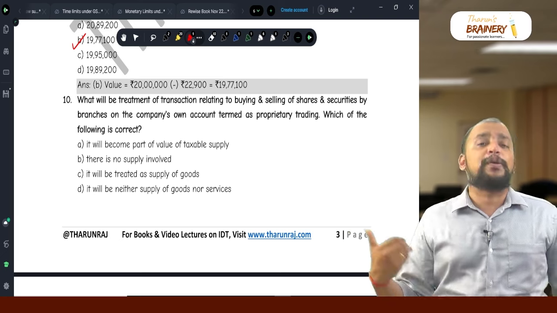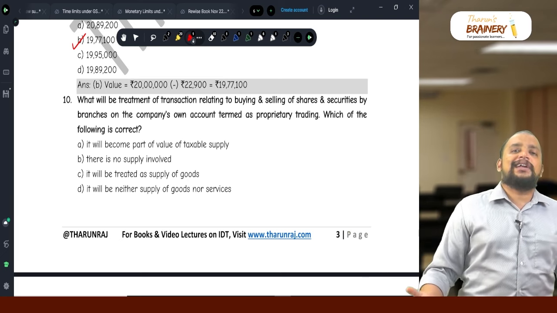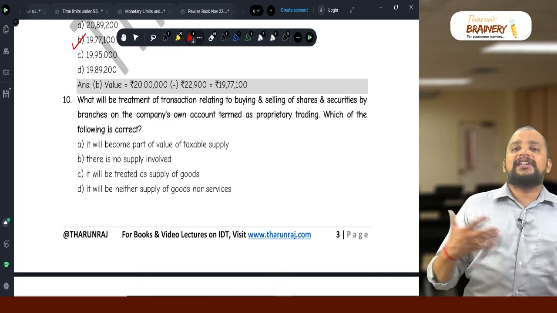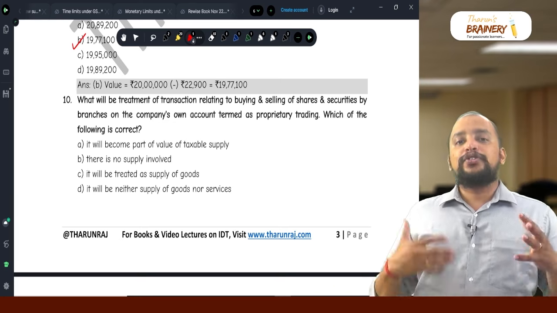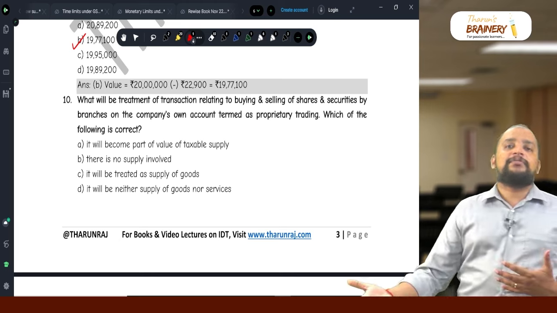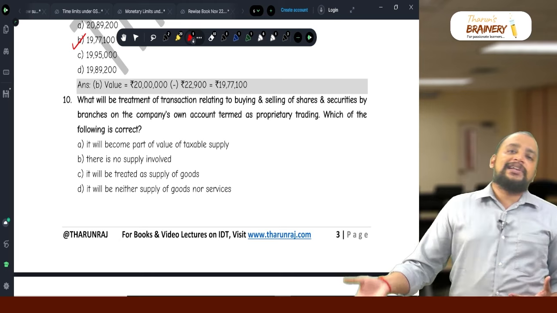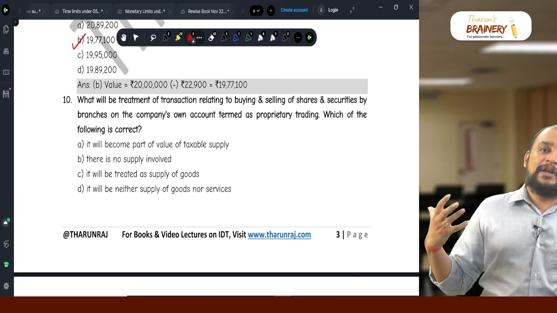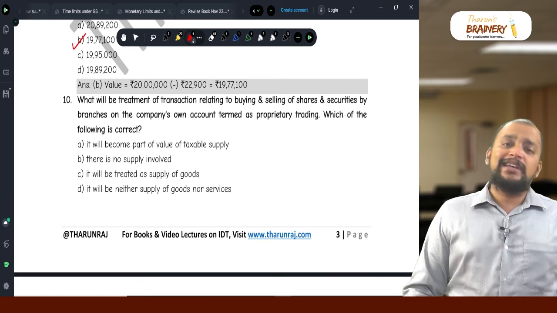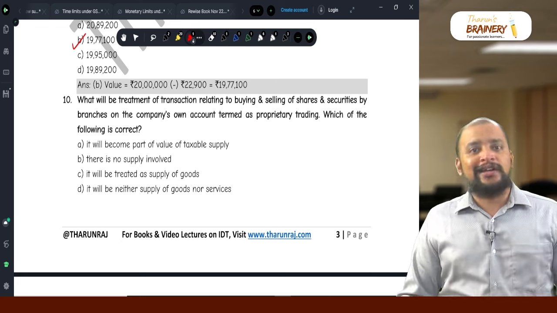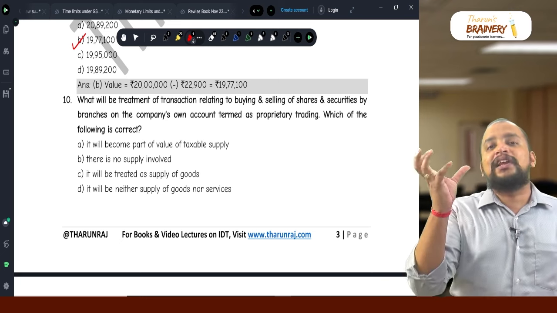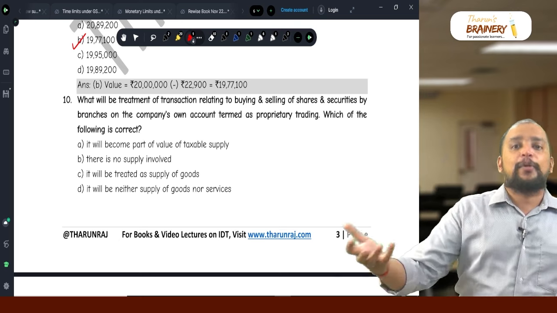But here in proprietary trading, compared to share trading on a commission basis, whenever there are some unutilized funds, they use those funds to make some trading and generate some gain. That gain is the return they will be getting. Which means there is no commission that they are earning; it is purely the gains they will be getting. So these branches will get the gains out of that proprietary trading.